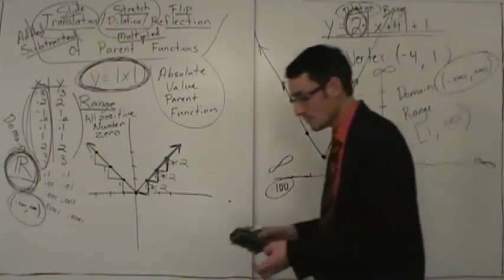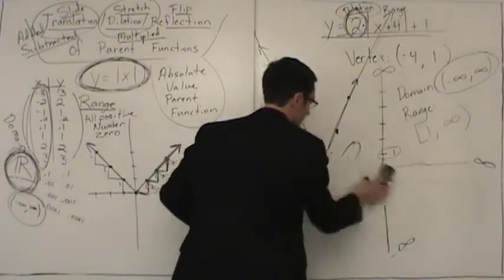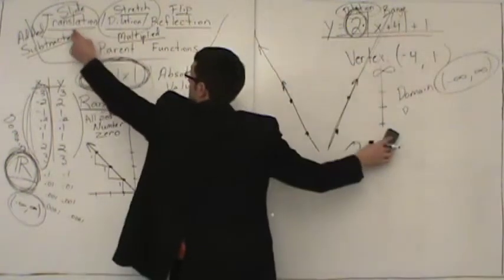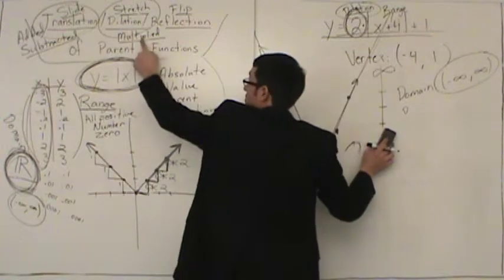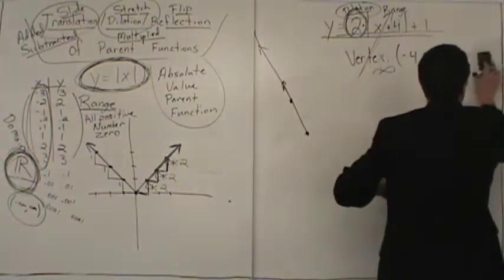Now, here, let's go to the next function. Okay. We're almost done with this. We've done translation, which is the slide. Something's being added or subtracted. We've done dilation, stretch, which something's being multiplied. We now have to do reflection, the flip. Okay, so one more.